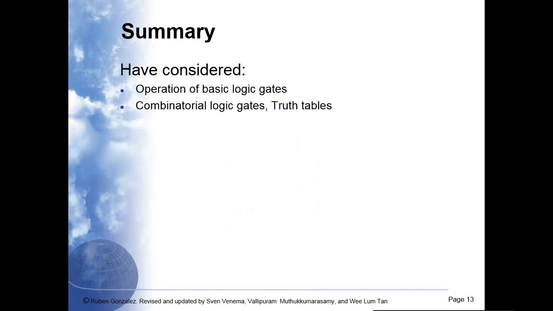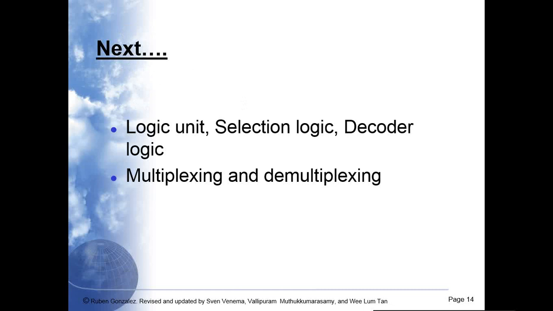Okay, so in summary for this section, we had a look at the operation of basic logic gates, and we had a look at combinatorial logic gates and truth tables. In the next section, we're going to look in more detail at the logic unit, the selection logic, how we choose which one we want to use, and the decoder, which we need to make sure that we can convert from our input lines to which one we want.